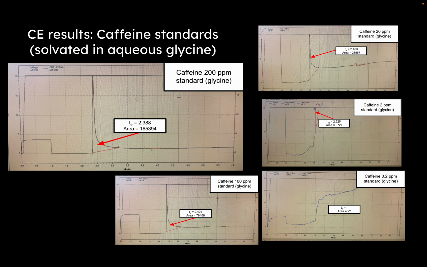Okay, so now for the caffeine standards in glycine, I feel like these were a lot more coherent because I matched the phase of the run buffer. When I did this, I could get up to the 20 ppm before I started to meld into the baseline. Except for the 0.2 ppm standard, where I didn't get any, I got too much noise, I was able to capture 200 ppm, 100 ppm, 20 ppm, and 2 ppm. So very good, not bad.